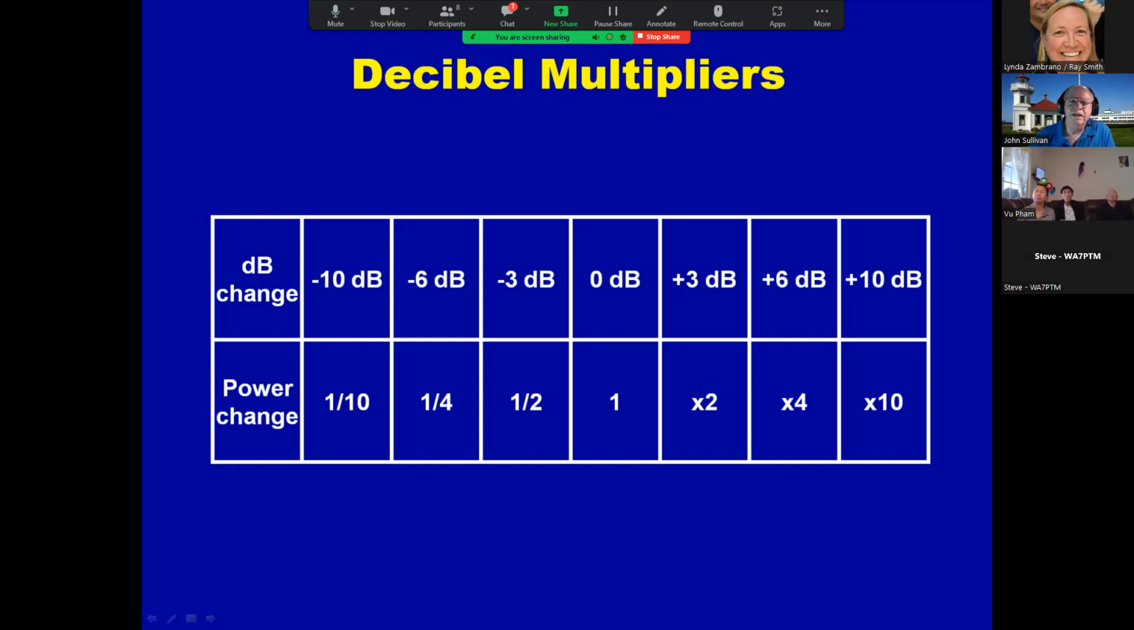And if you don't understand decibels, that's okay. Just memorize that 3 dB is a doubling or halving. 6 dB is 4 times or a fourth, and 10 dB is plus or minus 10 times, either 10 times or 1/10.